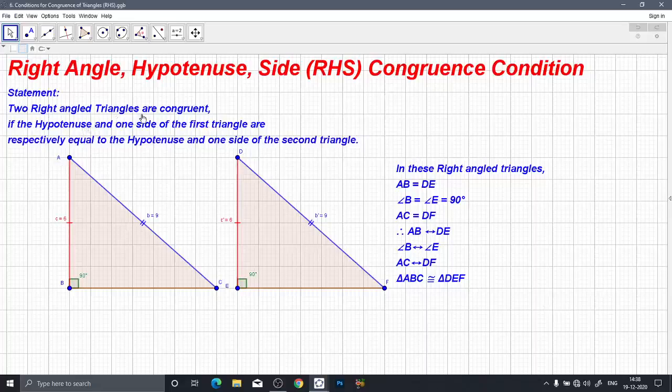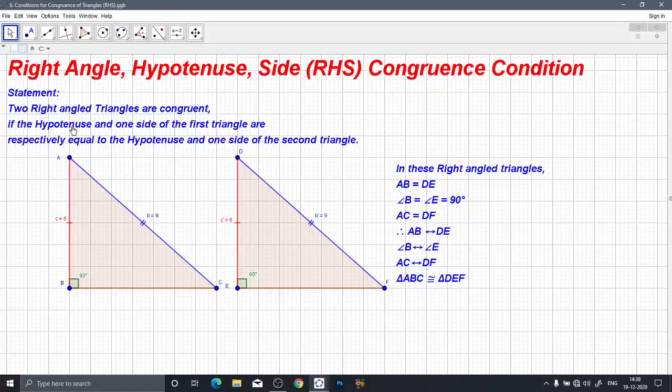Okay, two right angle triangles are congruent. The statement itself tells that two right angle triangles are congruent, which means they are already right angle triangles, meaning one of the angles is equal to 90 degrees. That is already a given condition. So when will they be congruent?